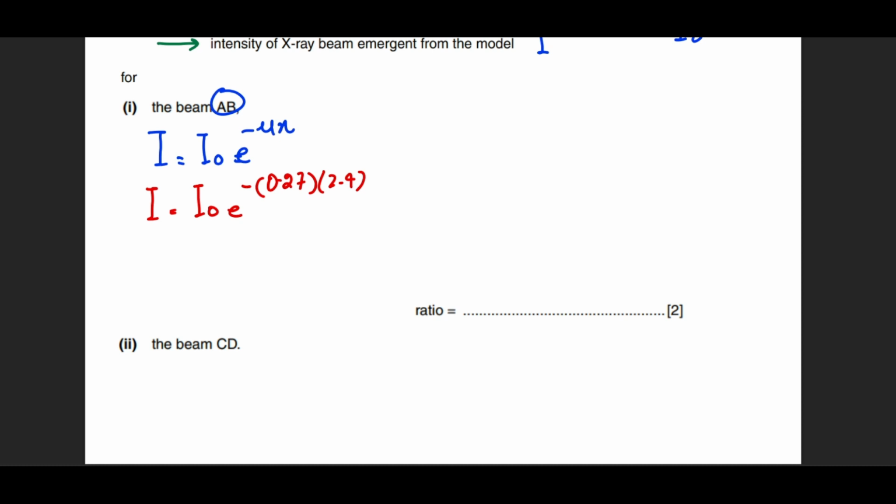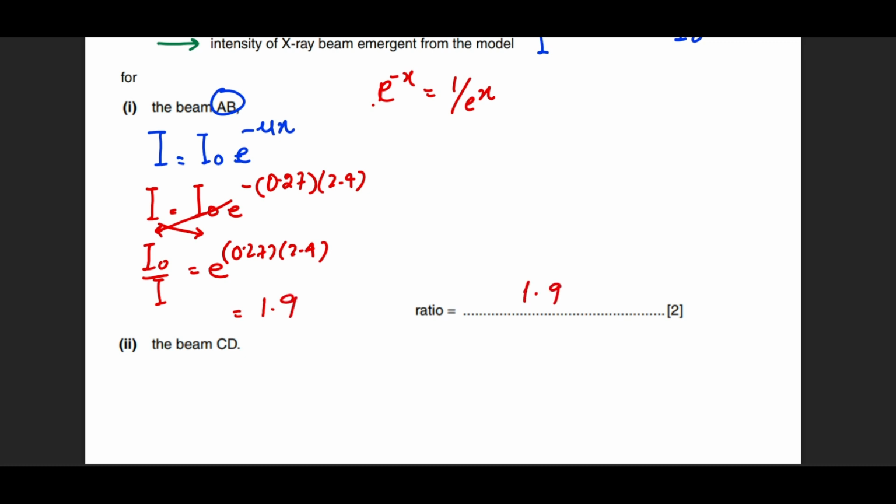Now notice the question was regarding I naught divided by I. If I take I over there, then I have to take e over there, which makes this power become positive, because e raised to power minus x is equal to 1 over e raised to power x, right? So if I take this over there, this is going to become a positive power. So this will be 0.27 into 2.4. When you calculate this, the answer is going to come out as 1.8 something 5, but that becomes 1.9. So this is going to be 1.9.